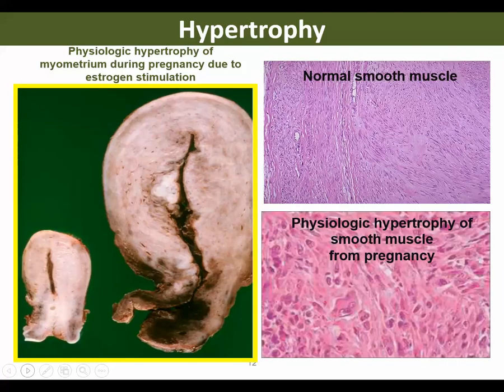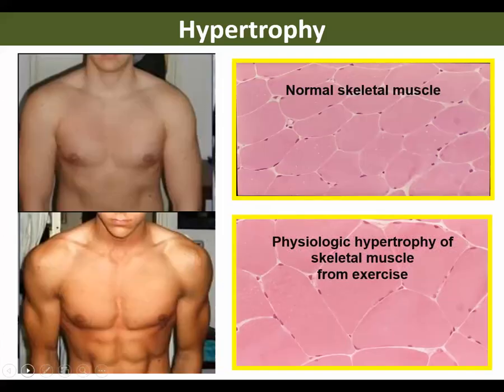Let's see some examples of physiological hypertrophy. Physiological hypertrophy happens in pregnancy. This is the normal uterus, and this is after delivery. You can see the muscle is becoming very big, due to smooth muscle hypertrophy. Next, this is hypertrophy during exercise, which is physiological. You can see the increased size of the muscle after exercise; before exercise it is small.